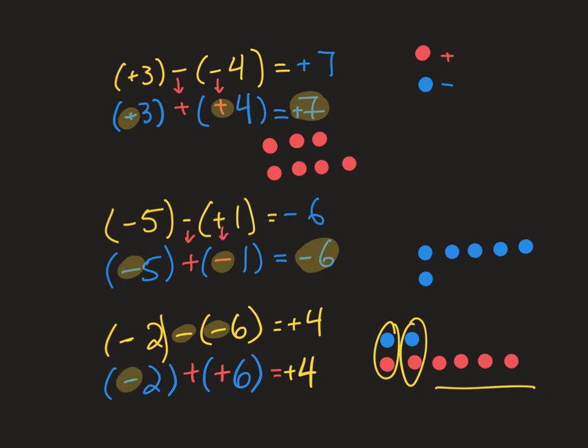The only one that's tricky is if you have a negative and a positive. Now you need to subtract. So 6 minus 2 will give you that 4. And because the 6 is bigger, keep that positive sign.